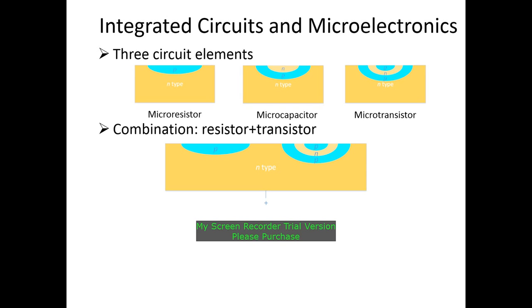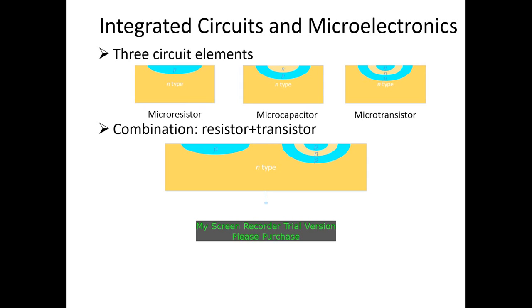After that, let's consider a combination of a microresistor and a microtransistor. In this picture, the left part is the microresistor and the right part is the microtransistor. And then here is the problem. We have to insulate these two parts on the same N-type substrate. Otherwise, the circuit will be shorted. But how can we do that?